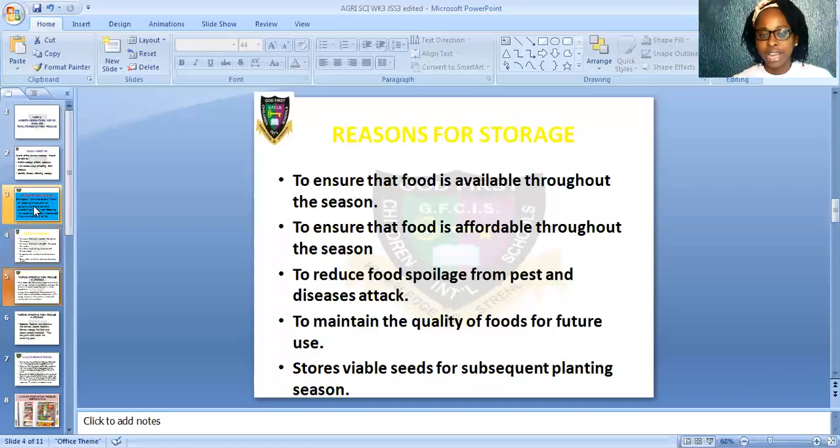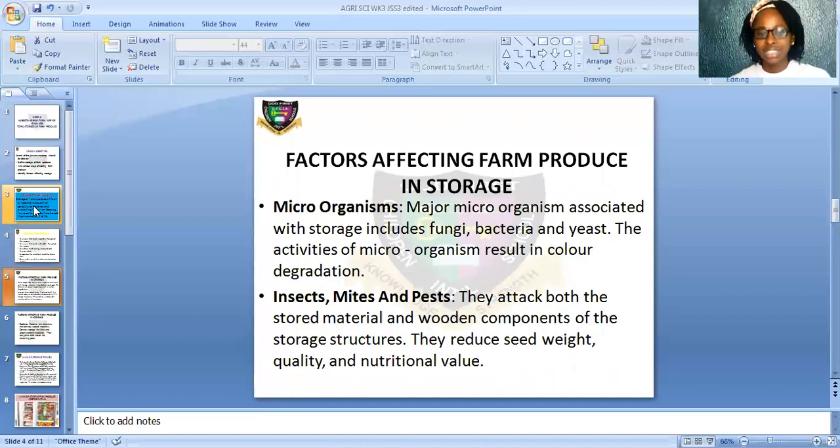So let's move ahead. We have factors affecting farm produce in storage. What are the factors affecting this farm produce where they are being kept in the store or whatever place they are being kept? Number one, we have microorganisms. Major microorganisms associated with storage include the fungi, the bacteria, and yeast.